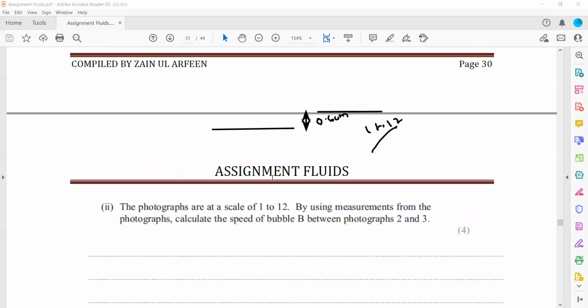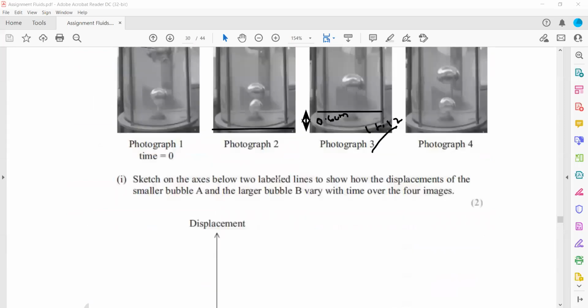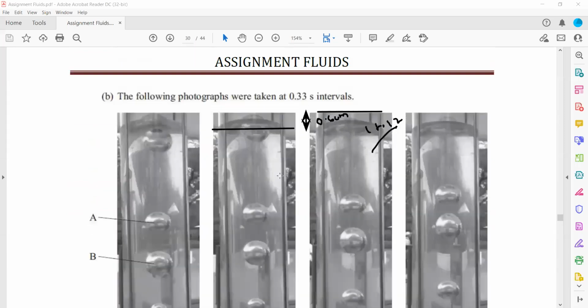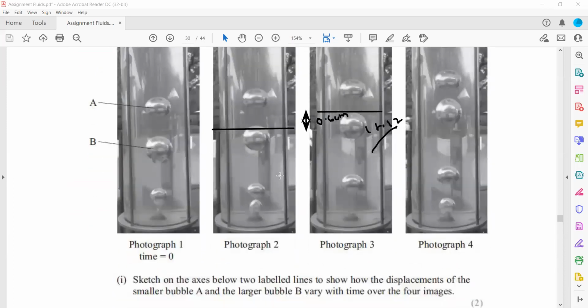The time interval between the images, the following photographs were taken at a 0.33 second interval. So the time interval is already there. To get the speed, as we know, speed is distance divided by time.